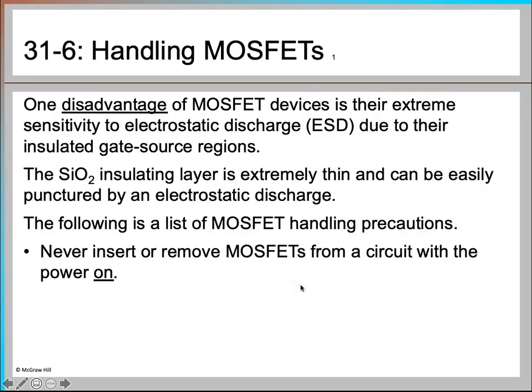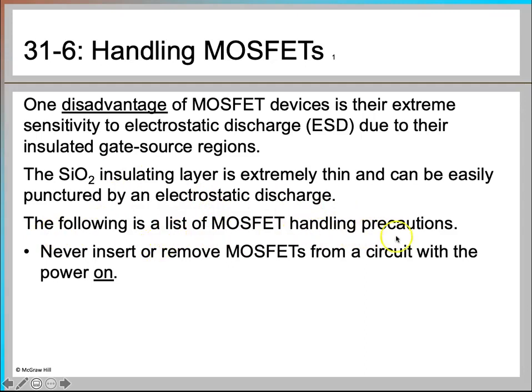Now let's move on to handling MOSFETs. The one big disadvantage with MOSFETs is that they are very sensitive to electrostatic discharge, because they have an insulated gate-source region, and that region is very thin, so it can be punctured easily. Let's read here: the SiO2 insulating layer is extremely thin and can be easily punctured by an electrostatic discharge. So that's the same thing.